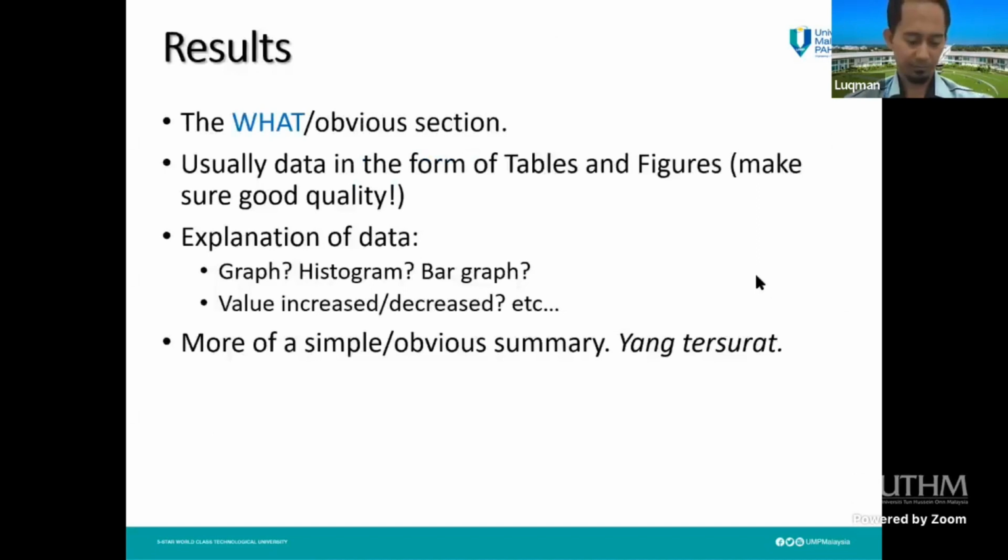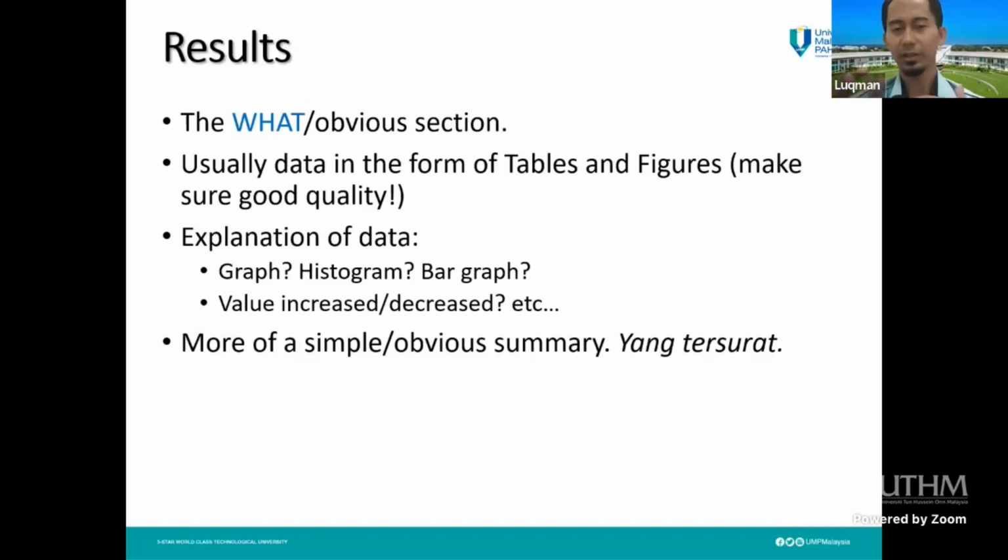Okay. Alright. In terms of results, what I usually explain to people is that results are the obvious section, in Malay, the tersurat. So you usually put in data in the form of tables or figures. Make sure it's good quality. And then you explain the data in the table. The graph shows an increase in mean. The bar graph shows comparatively this is better than this one.